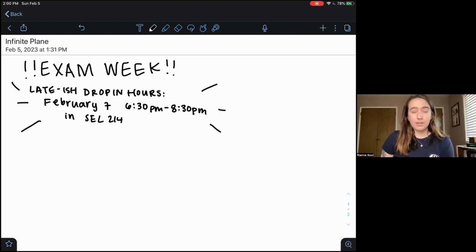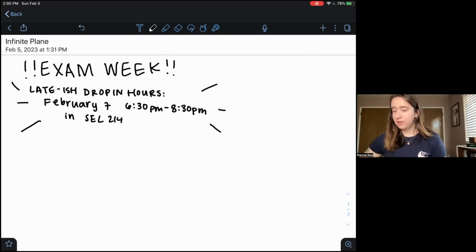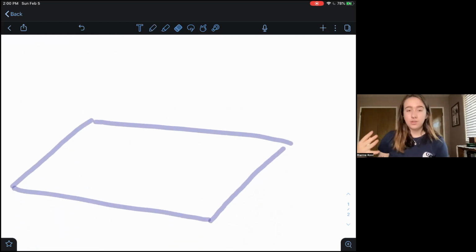So yeah, but today we're going to be talking about finding the electric field due to an infinite sheet of charge. So let's get right into it. I have this sheet, and right now it doesn't look infinite, but just imagine that this stretches forever. It goes in all directions. And we can say that it has a charge sigma.